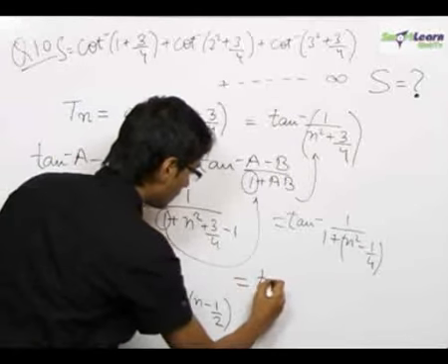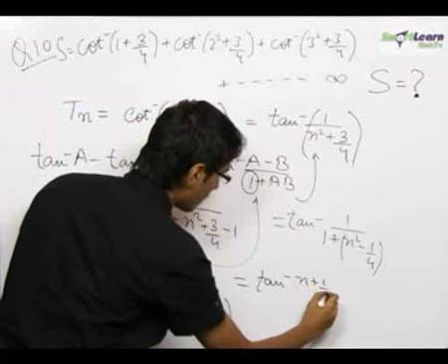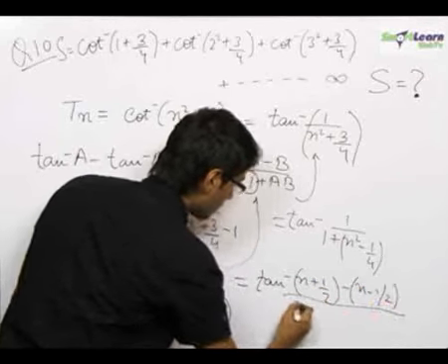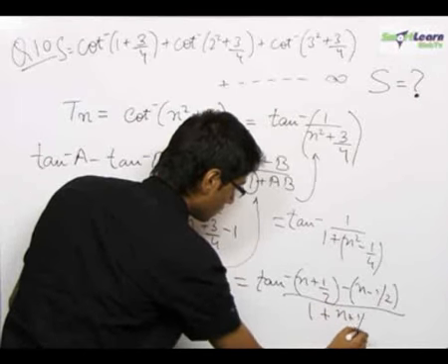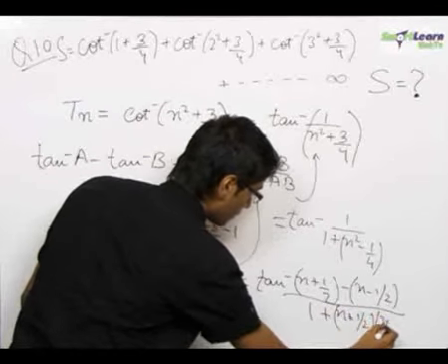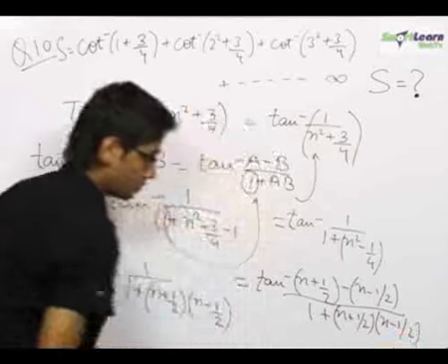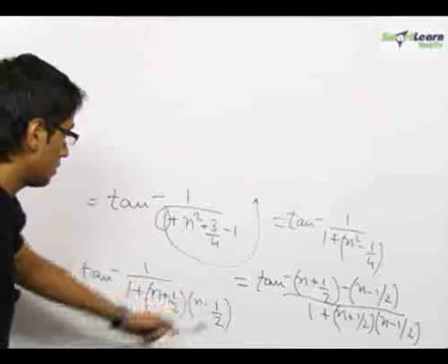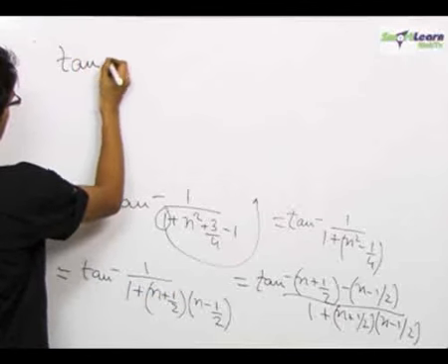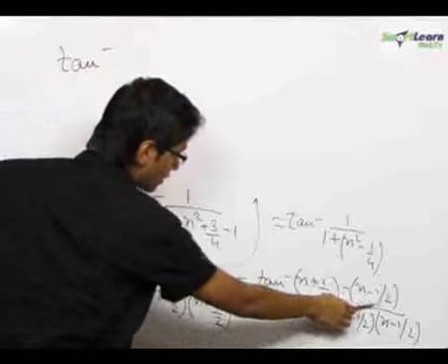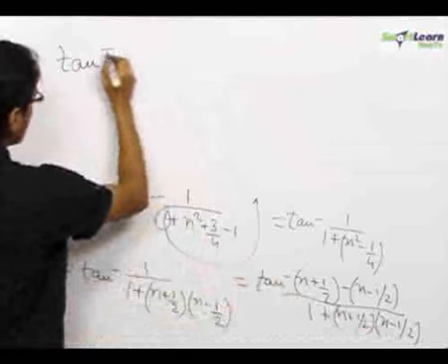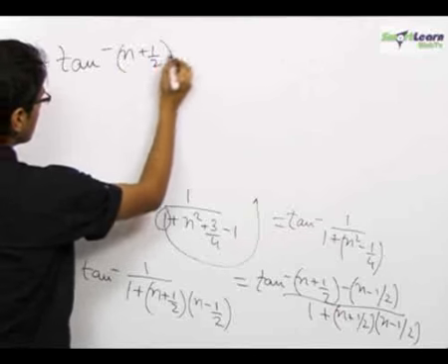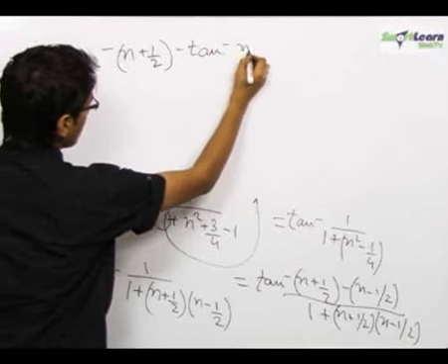Now this 1 in the numerator can be written as n plus half minus n minus half, and the denominator as it is. Now we can clearly see this whole thing has changed to the format of tan inverse a minus b upon 1 plus ab. So this can be written as tan inverse of n plus half minus tan inverse of n minus half.